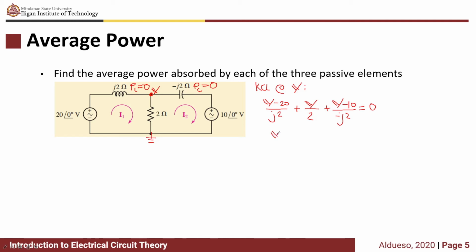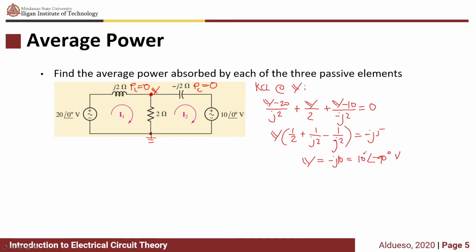Now solving for V, we have (1/2 + 1/(j2) + 1/(j2)) V equal to negative j5, or our V is equivalent to negative j10, or we have 10 angle −90° volts.